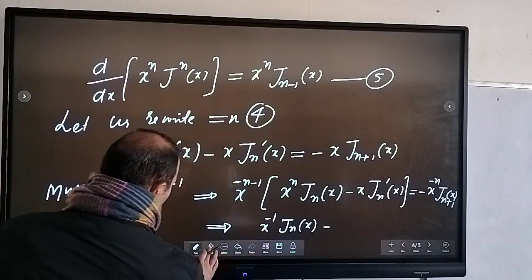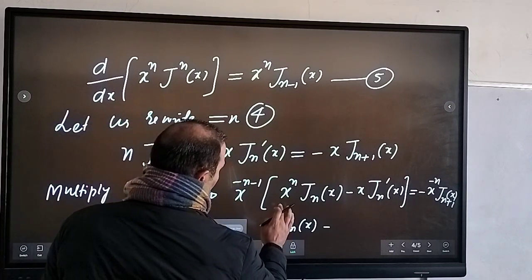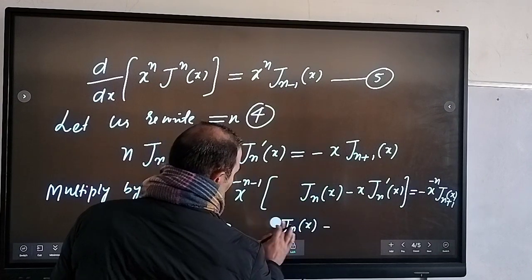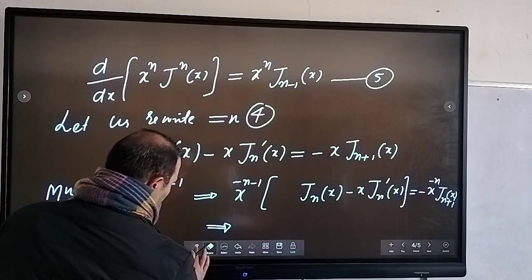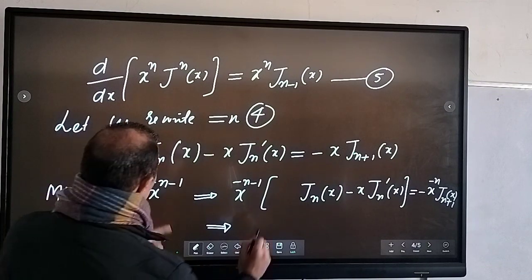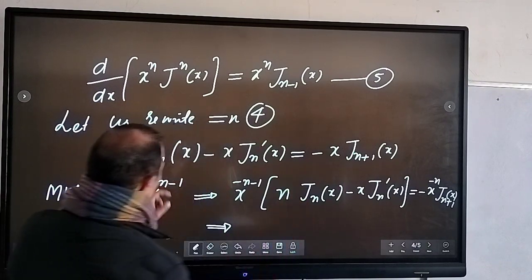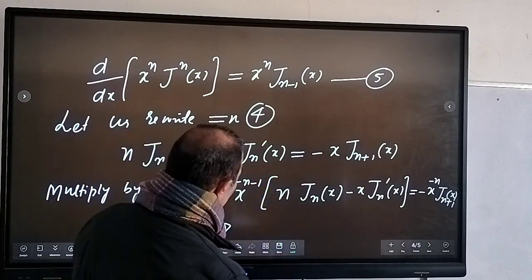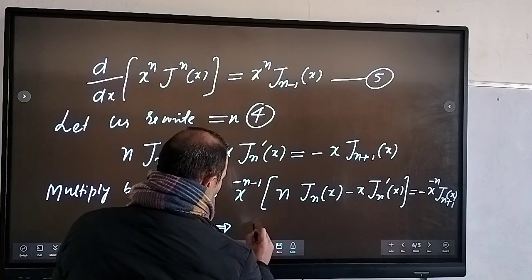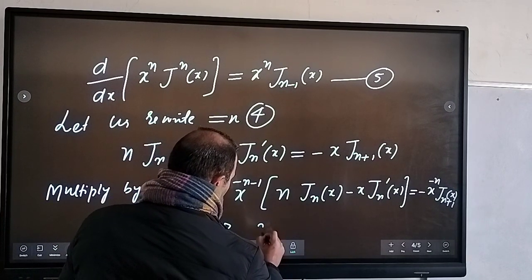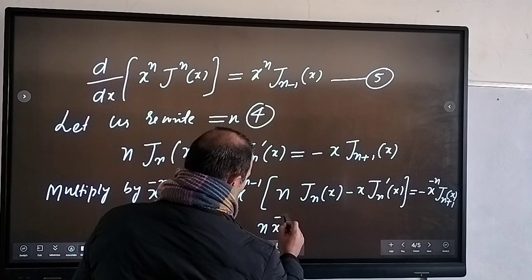And here I made a mistake, because this is, sorry, so what was there? Okay, let me first rewrite, because I made a mistake here. So this is n J_n of x minus x. Now you multiply this, so this will be equal to n x raised to the power minus n minus 1.